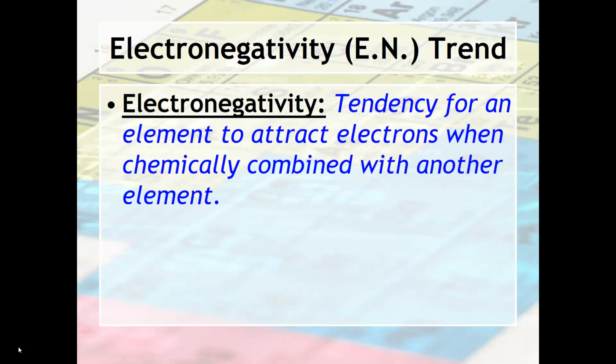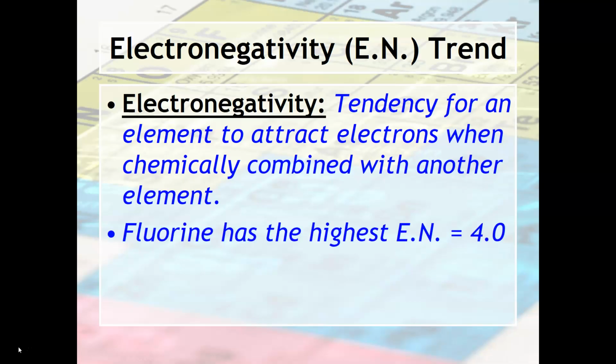The last trend we have to talk about is something called electronegativity, which we'll explore quite a bit more in our unit on bonding. Electronegativity is the tendency for an element to attract electrons when it's bonded with another element. Fluorine has the highest electronegativity on the periodic table with a value of 4.0. This is a unitless number.